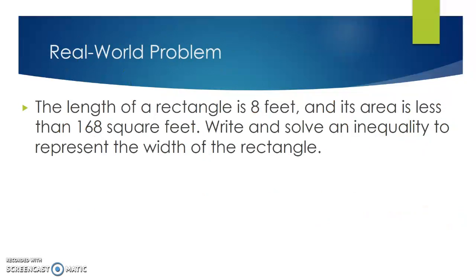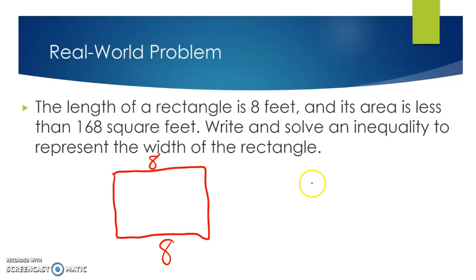Alright, the length of a rectangle is 8 feet, and its area is less than 168 square feet. Write and solve an inequality to represent the width of the rectangle. Alright, so we've got a rectangle, so if you need to copy this down, copy it down, please. Pause it so they can copy it down. Alright, the length of a rectangle is 8 feet. And its area is less than 168 square feet.